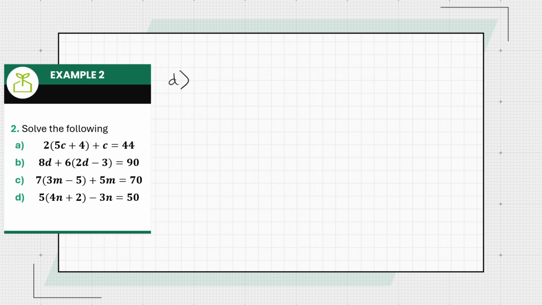Alright, for d we have 5 bracket 4n plus 2, minus 3n, is equal to 50. Now, in order to solve, we need to expand this, so we are going to get 5 times 4n is 20n plus 5 times 2, which is 10, minus 3n is equal to 50.